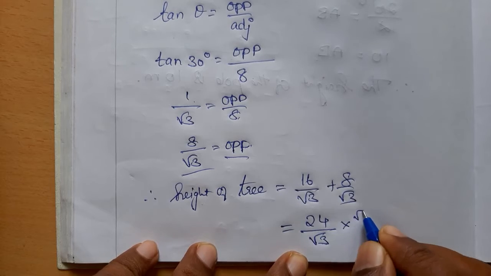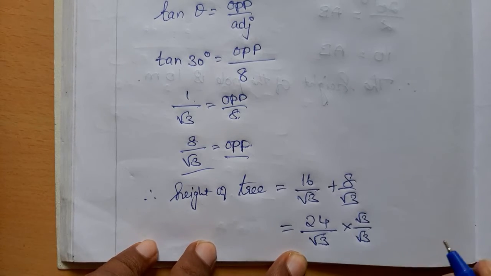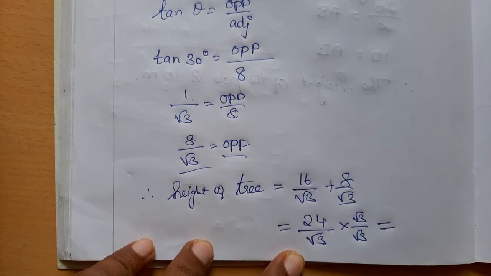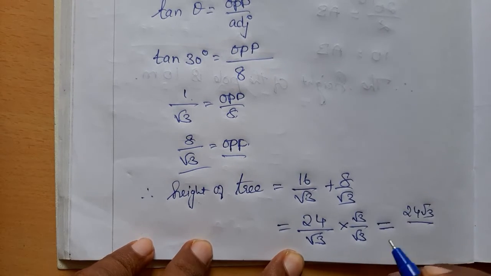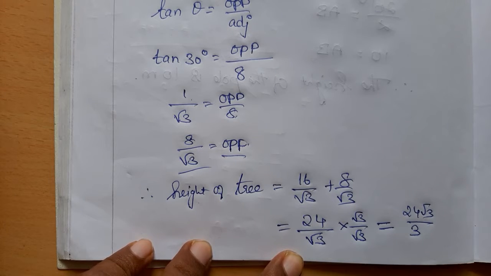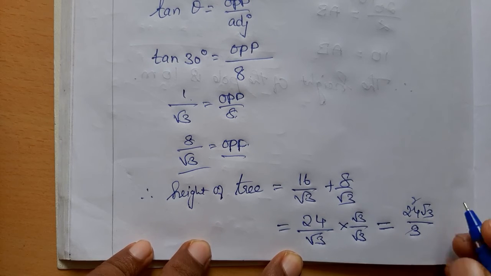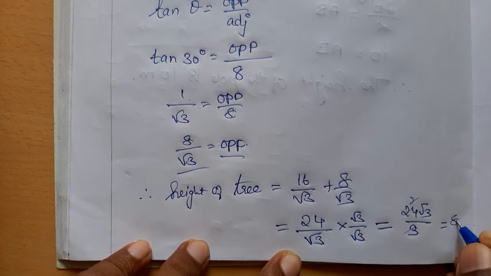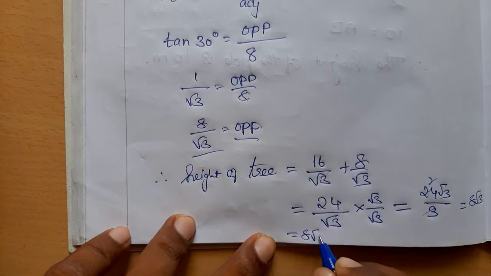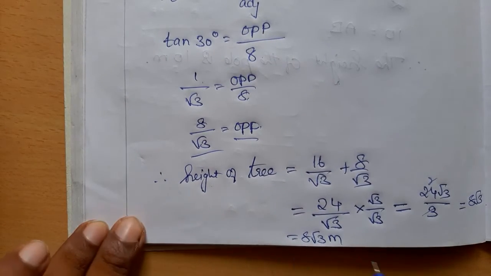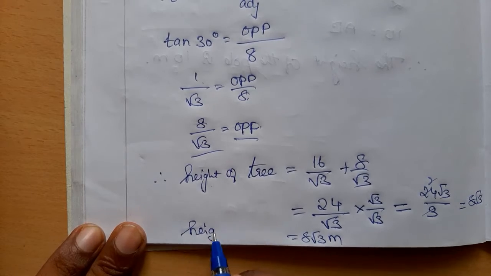Here we will take the conjugate and rationalize the denominator. So we will get 24 square root of 3 by square root of 3 into square root of 3, which is 3, and again the 3 can cancel with 24, giving 8. So it is 8 square root of 3. Therefore it is 8 square root of 3 meters. This is the height of the tree.